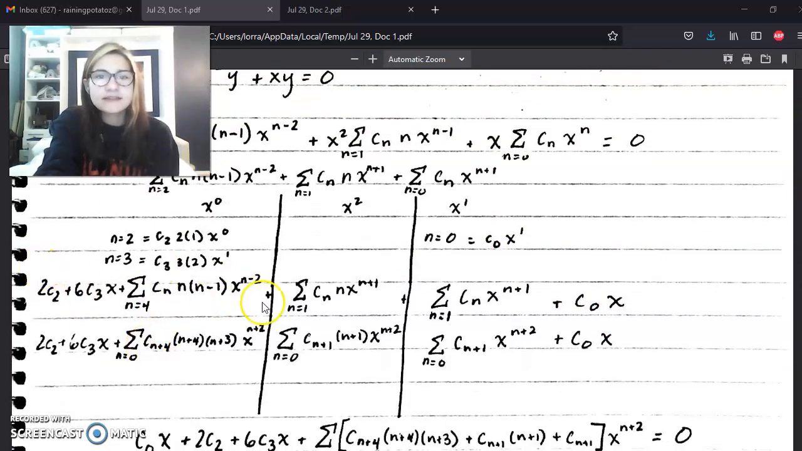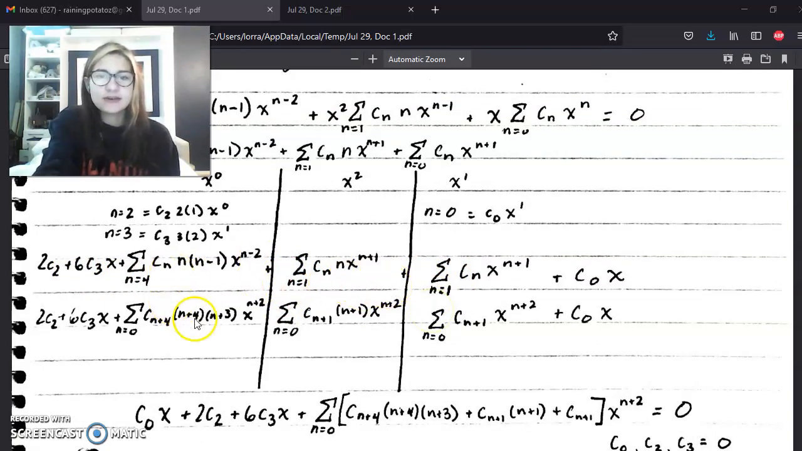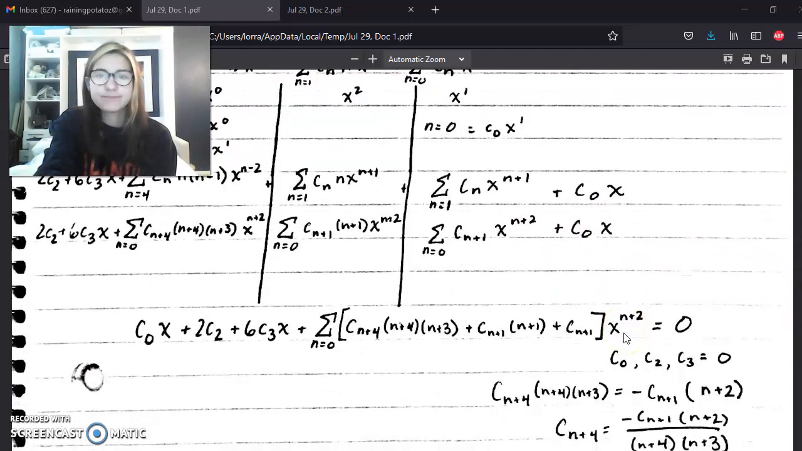Once x is to the same degree in each, it would be x to the n plus 2. What you can then do is change this index at the bottom here so that it's all equal and you can add them all together. So you have 2c2 plus 6c3 x, and then you have to change this up here: c_(n+4) (n+4)(n+3) x to the n plus 2, n equals 0, and then c_(n+1) (n+1) x to the n plus 2, plus c0 x.